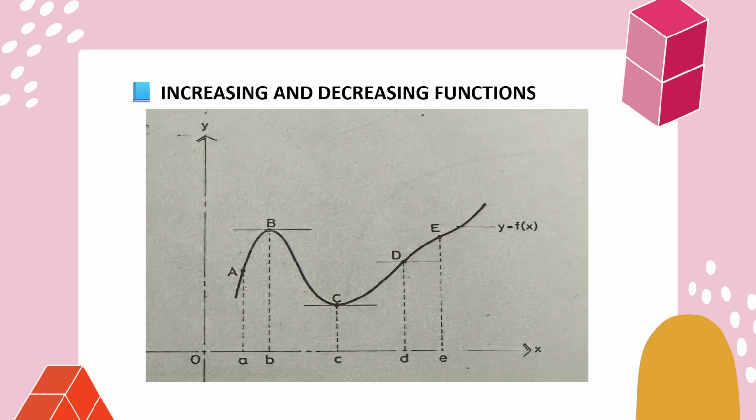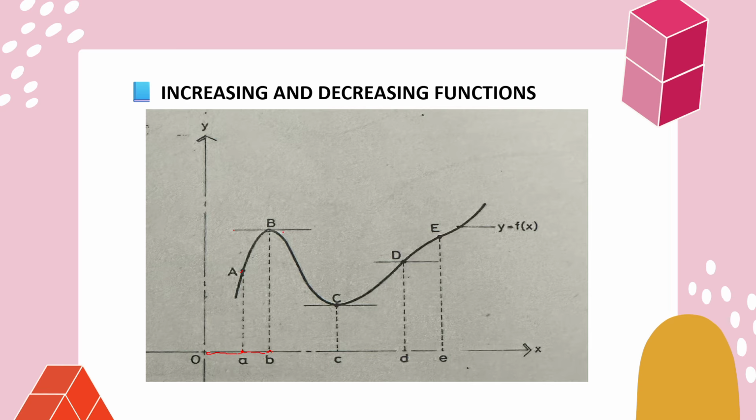In this part, we have the different intervals. If we look at the interval from a to b, this function is increasing. So from this interval ab, the function increases from a to b. But at this point, it is horizontal, parallel with the x-axis.